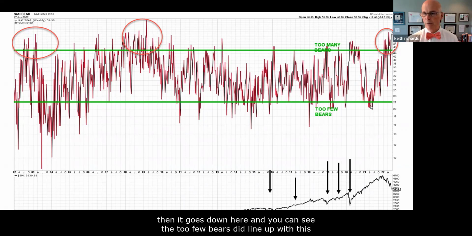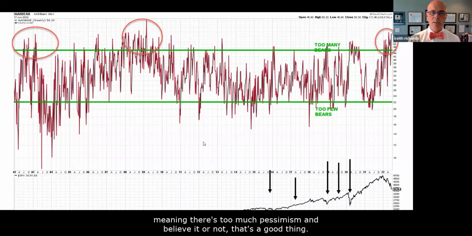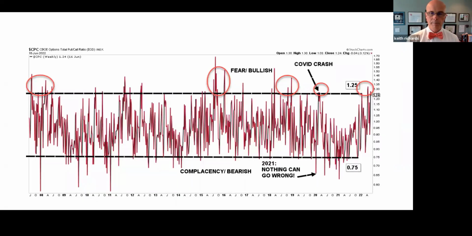And you can see the too few bears did line up with this peak and often does line up with market highs. And in fact, we're in the area where we've got too few bears, meaning there's too much pessimism. And believe it or not, that's a good thing. You need a washout, a capitulation, a great fear trade to take advantage of market bottoms. So we're setting up for that, is what I'm trying to show you.